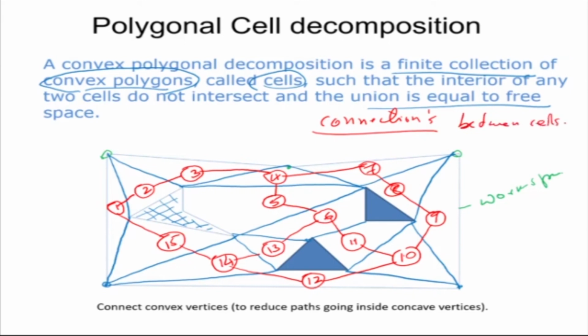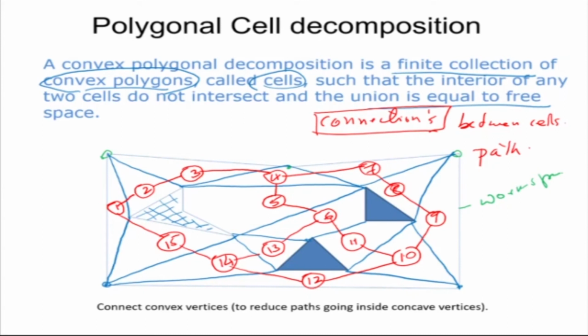Okay, so I have done my connections, and these are my connections between the cells. Now once we have got the connections between the cells, suppose I want to find the path. So these are the connections, the red lines. Now I want to find a path to take me from one point to another point. So how do I do that?